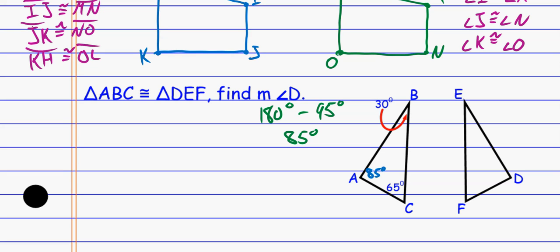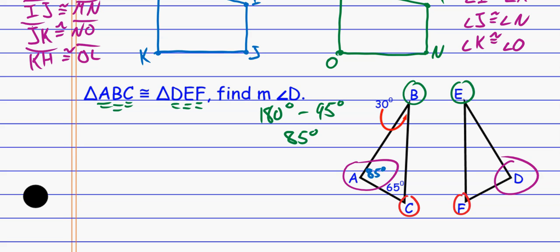Now it's a matter of matching these pieces up. Since these two triangles are congruent, A matches D and B matches E and C matches F, I just match the pieces, say, hey, these pieces match, and then lastly, these pieces match. And so if it's asking about angle D, well, angle D matches angle A, so angle D also has to be the 85 degrees, okay?